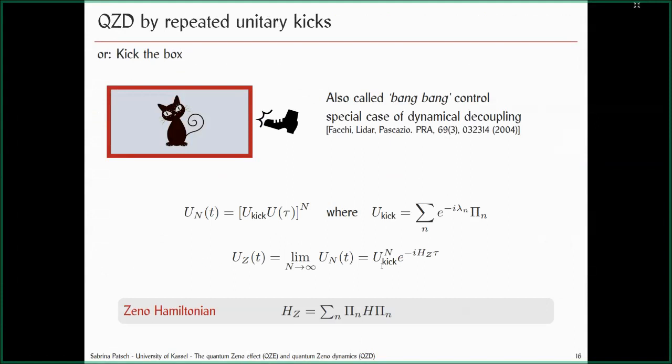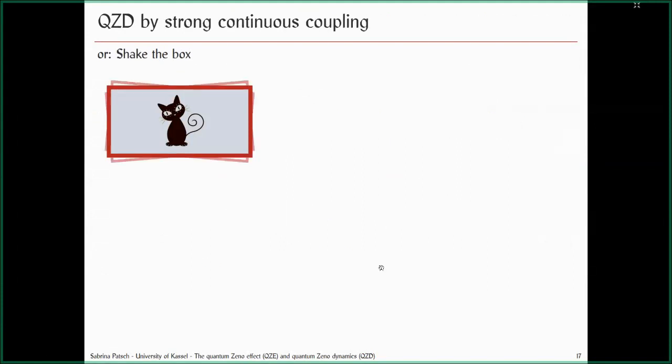Now we don't want to kick the cat, but we want to shake the cat. So we don't apply the unitary kicks in specific times separated by a different time, but we just continuously shake the box. So all the time we shake the box. And this is just a strong coupling. So exactly what you said before.